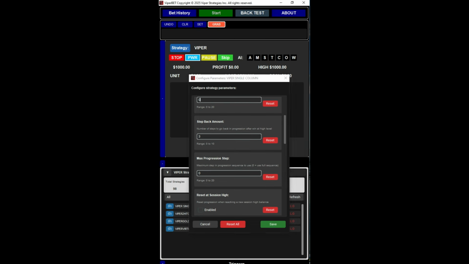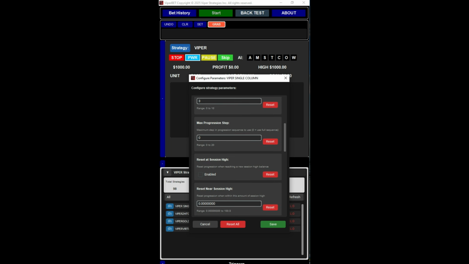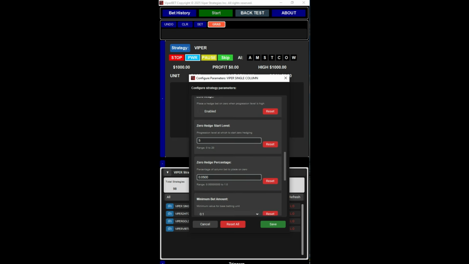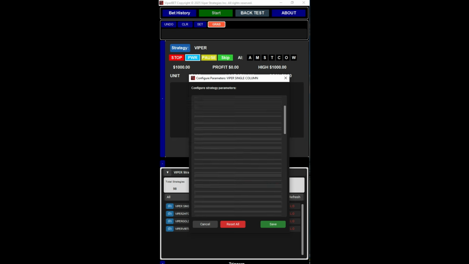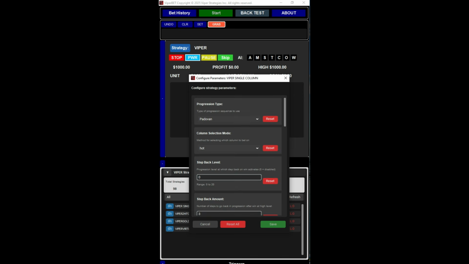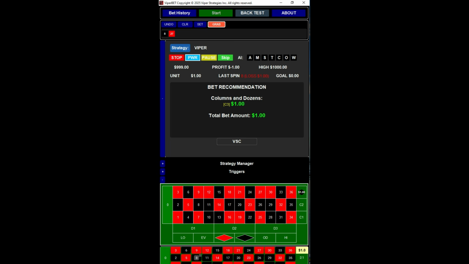Step back amount, I'm going to keep it the same as the other one. Max progressions, we're going to keep that open. Okay, let's go. All right, we save. Let me just double check. We did pick Padavon right. Yep, Padavon selected. Same data set, same 100 spins. So let's go ahead and start. So this is Viper single column. Again, 100 for this one as well.